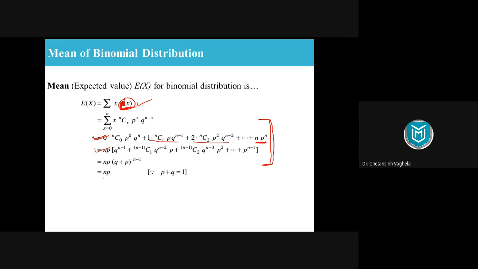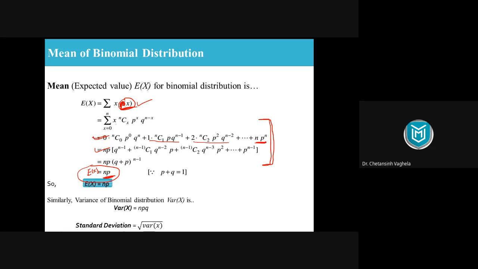But observe this. The expected value for the binomial distribution will be n into p. Here it is. Expected value of binomial distribution will be n into p.